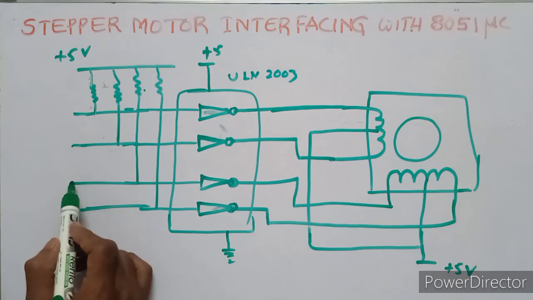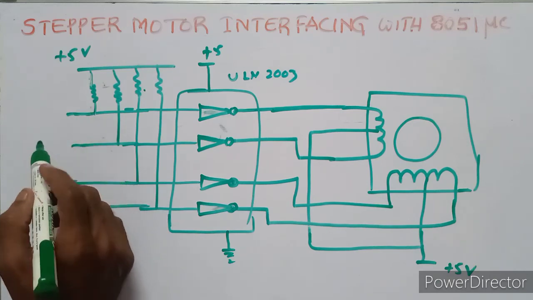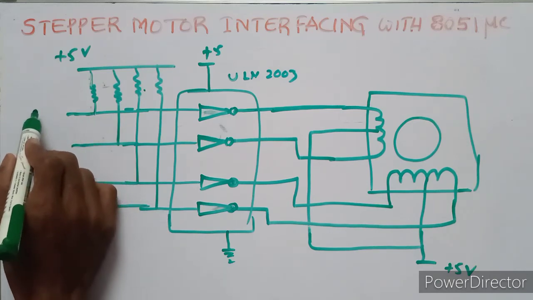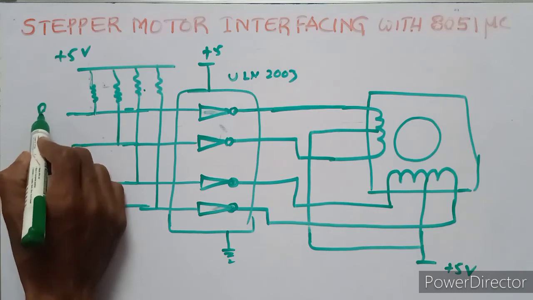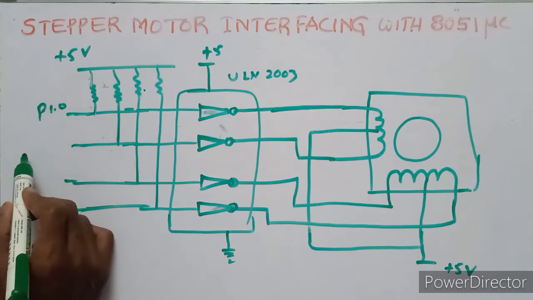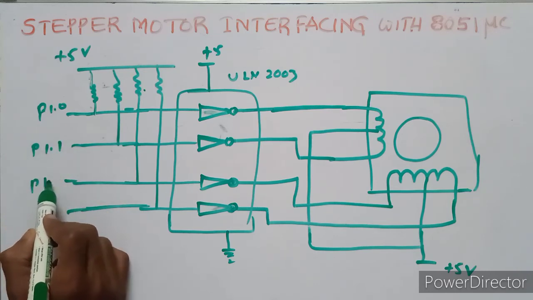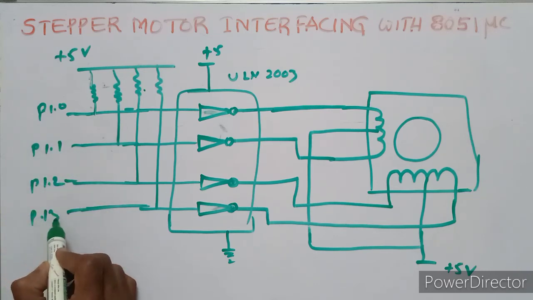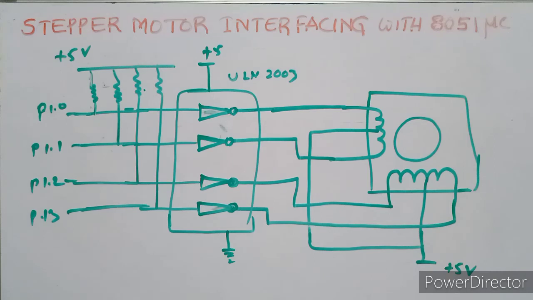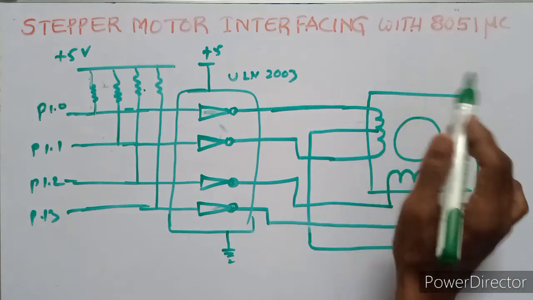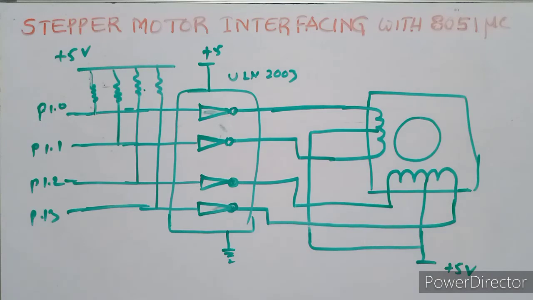These are all connected with P1.0, this is P1.1, this is P1.2, this is P1.3. This is the diagram of the 8051 connection to the stepper motor. This is the unipolar stepper motor.